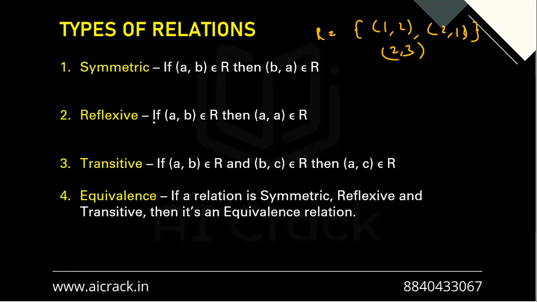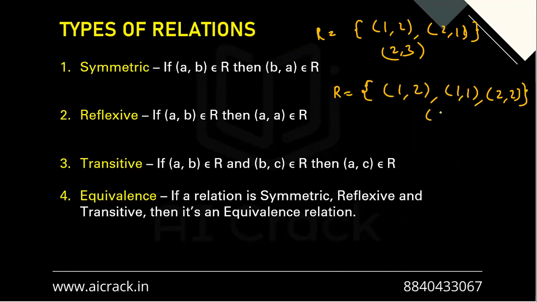Now talking about reflexive. Reflexive means if (a, b) is there, then (a, a) should also be there. That is also very simple and intuitive. So let's say again we have (1, 2) over here, (1, 1) over here, and let's say (2, 2) over here. Now we'll have to check for every element. If this is (a, b), we have (a, a) over here. Again for this, if this is (a, b), again we have (a, a) over here. Same for this one. So this is reflexive.